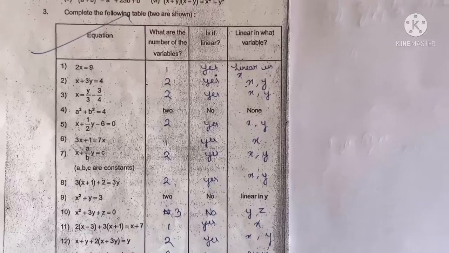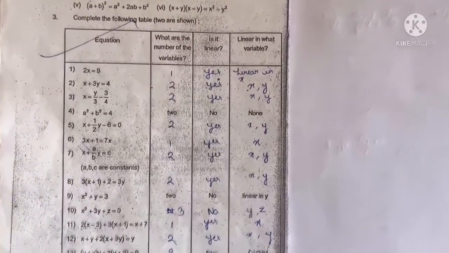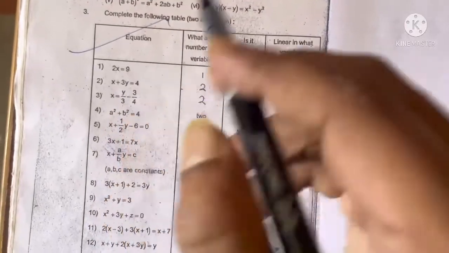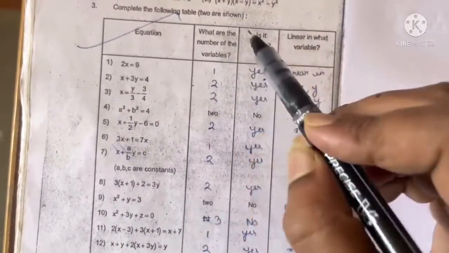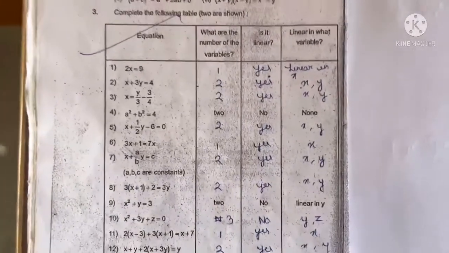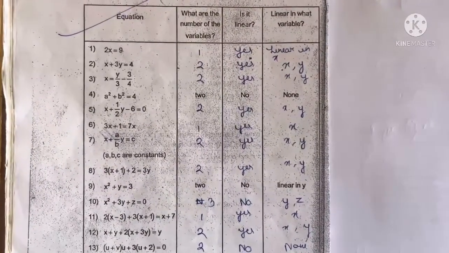Okay, so let's move on to the last sum of the chapter, which is question number 3. We have to complete the table. So what has been asked? An equation has been given. We have to say how many variables are there. Is it linear, or linear in which variable? Linear means the highest power of the variable is 1.